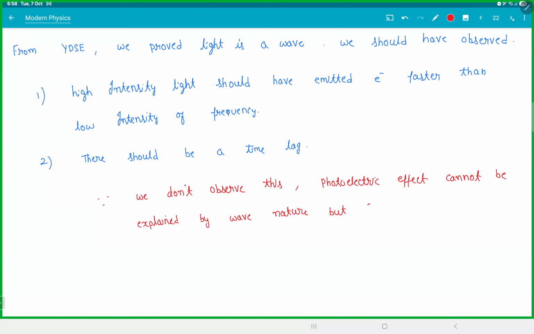But it can be explained by particle nature. All these things that are happening can be explained if you're getting a large amount of energy in a short time, like a kind of collision. And collision is the nature of particles.